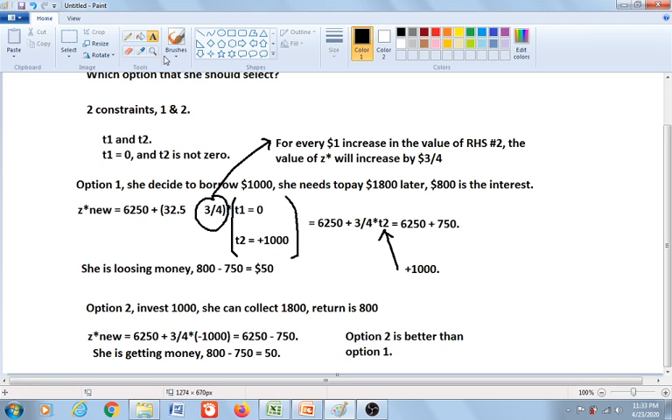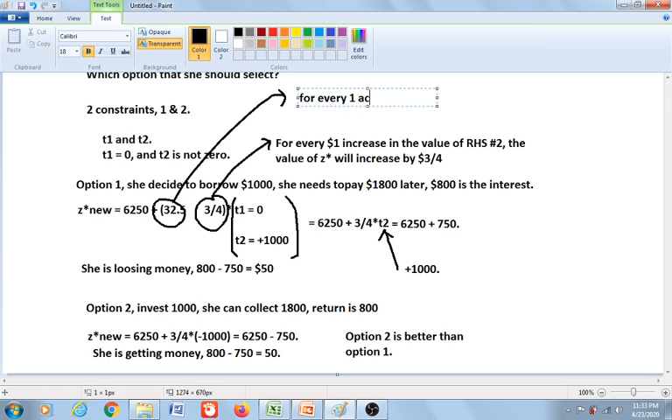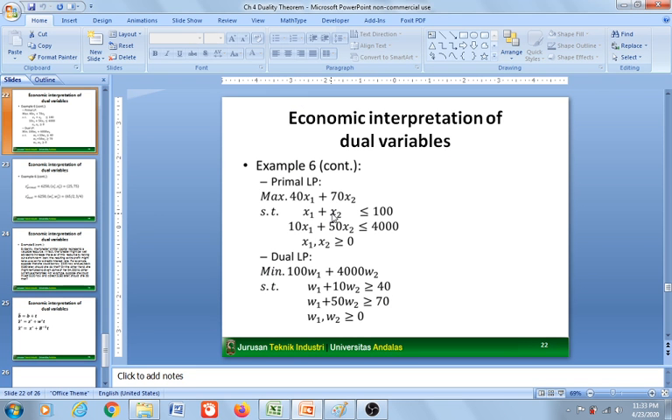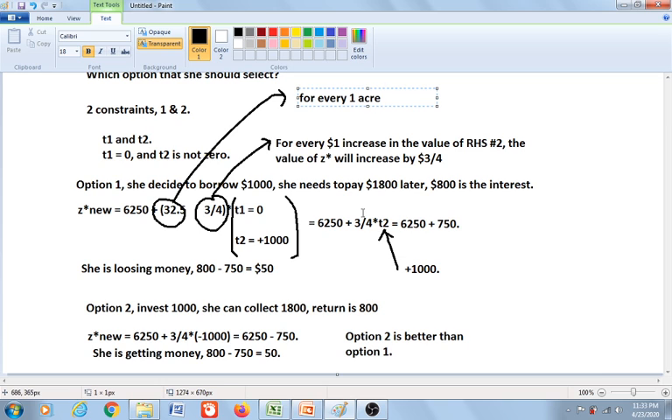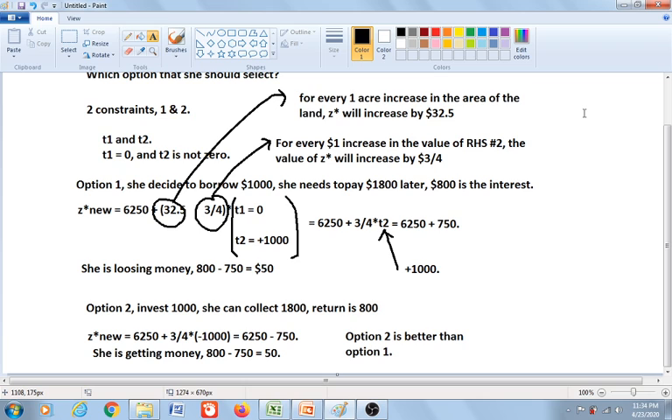Now what is the meaning of W1 star equal to 32.5? That means for every 1 acre. Why acre? Because remember, the first constraint is for the area of the land. For every 1 acre increase in the area of the land, the value of Z star will increase by 32.5 dollars. Okay, so that's the economic interpretation of the dual variable.